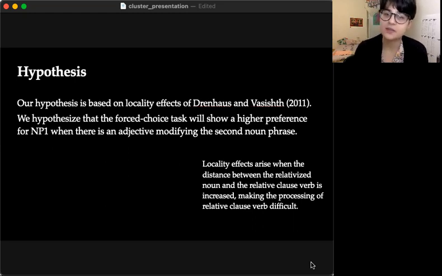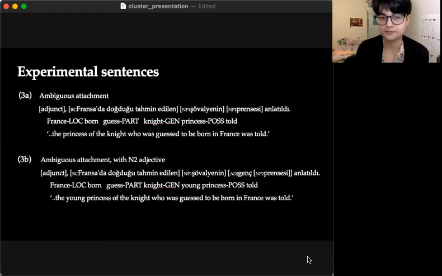Our hypothesis is based on a German study where locality effects arise when the distance between the noun and the relative clause verb is increased. And it makes the processing of the RC verb more difficult, and this may further lead to the increased preference of one noun over the other.